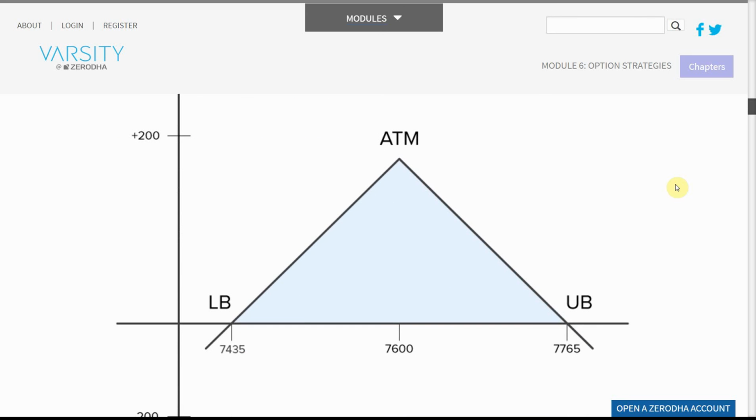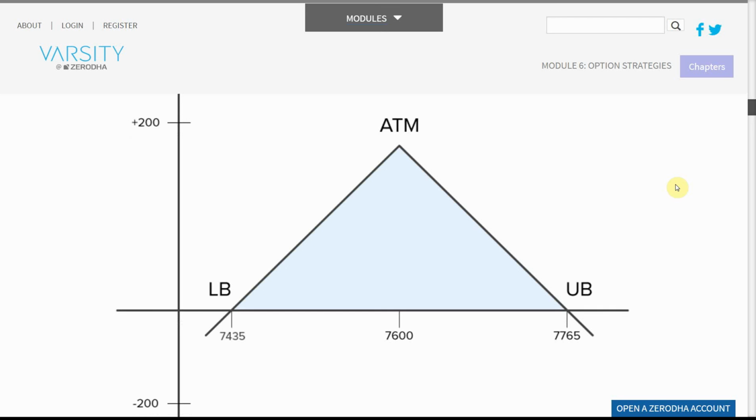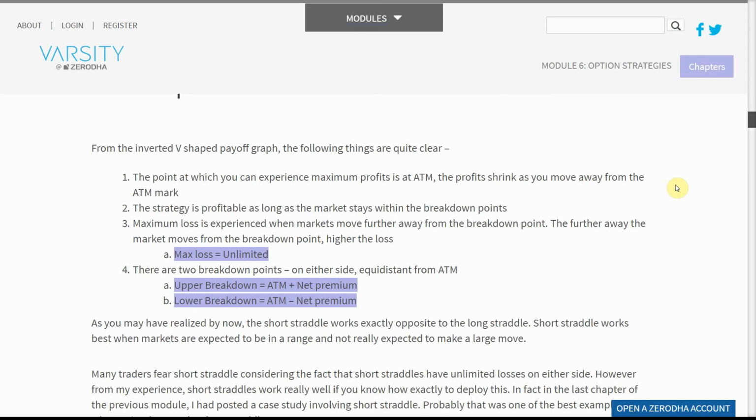From the inverted V-shaped payoff graph, the following things are quite clear. The point at which you can experience maximum profits is at ATM. The profits shrink as you move away from the ATM mark. The strategy is profitable as long as the market stays within the breakdown points. Maximum loss is experienced when markets move further away from the breakdown point. The further away the market moves from the breakdown point, higher the loss.